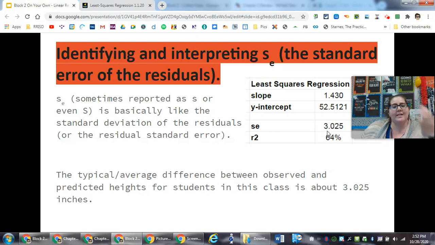This number is telling us, again, how good is this model? If that SE number is really big for your set of data, that means our points are overall really far from the line, so this model is not very good. If that SE value is pretty small, then overall the points are really close to the line, so this model's pretty good. It's just another way of gauging how good this model is at making accurate predictions. All right, that was a lot.